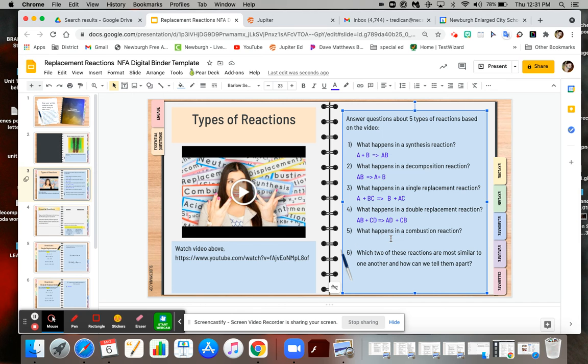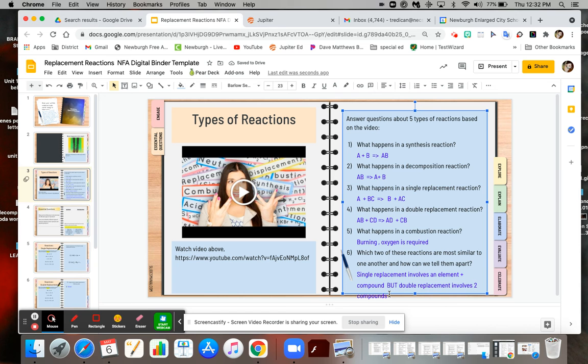In combustion, we have burning, and oxygen is required. No oxygen, no burning. Which two of these reactions are most similar to one another, and how can we tell them apart? Well, single replacement and double replacement are both replacements. How can you tell them apart? A single replacement involves an element and a compound. But a double replacement involves two compounds.